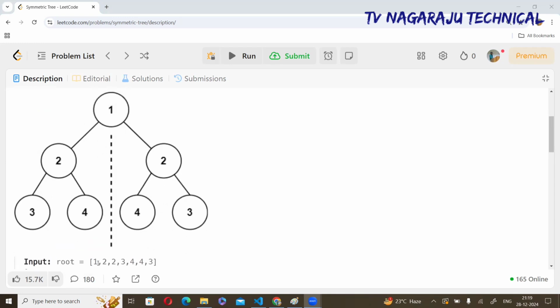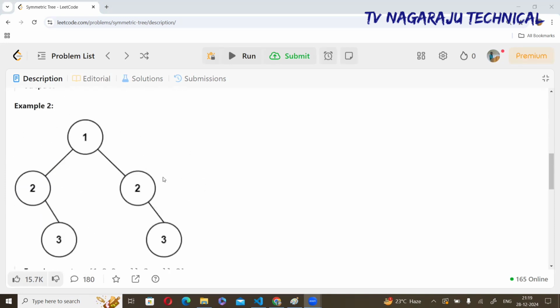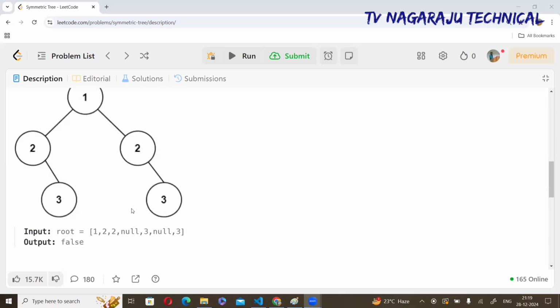How are they given? See, 1, 2, 2, 3, 4, 4, 3. In the list format, the values are given level by level. Here also observe, 1, 2 is the left, 2 is the right. For this, no problem. 3 is the right child of 2. In a mirror, the 3 comes as the left child, but here the 3 comes as the right child only. In the mirror, the positions must be changed. So this is not a symmetric tree.